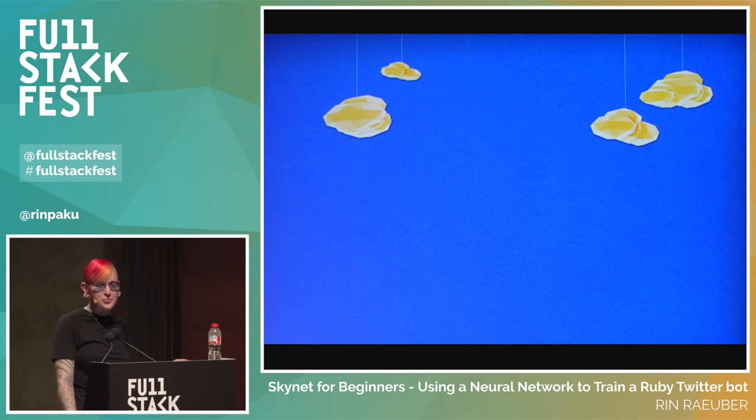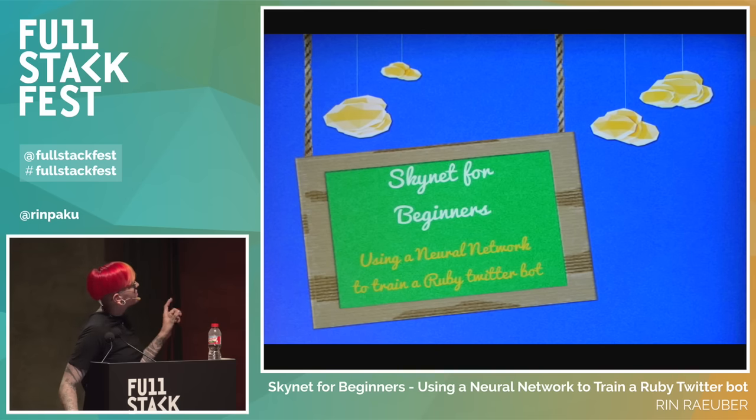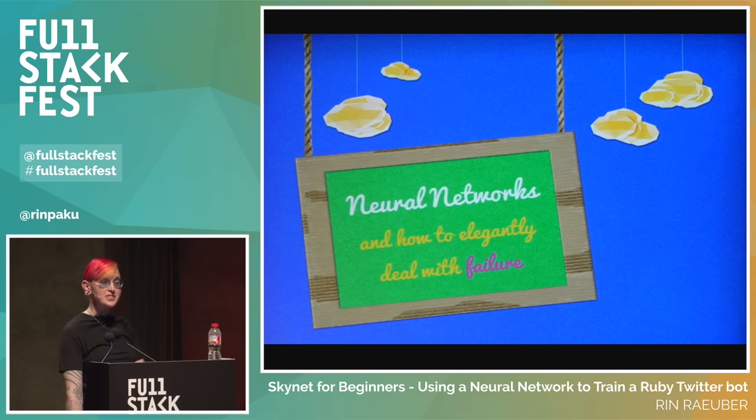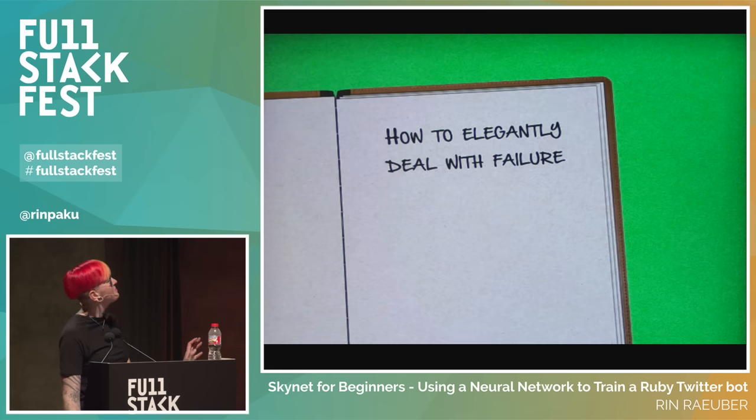Does anybody remember what the full title of my talk was? I'll look it up. It was Skynet for Beginners, Using a Neural Network to Train a Ruby Twitter Bot. But since I'm standing up here and nobody will prevent this, I'm just going to rename it now to Neural Networks and How to Elegantly Deal with Failure. So, I brought a manual. First step is really easy.